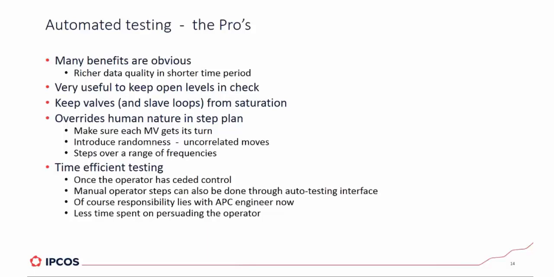Whereas once we have negotiated that auto testing will take place, basically the engineer is in charge of making these steps, either by the program or even through introducing manual steps through the interface. Of course, a lot of responsibility now lies with the APC engineer, whereas before the operator was mainly responsible for the plant. So it gives us much more freedom in performing our step test, but it also shifts responsibility very much to our side.